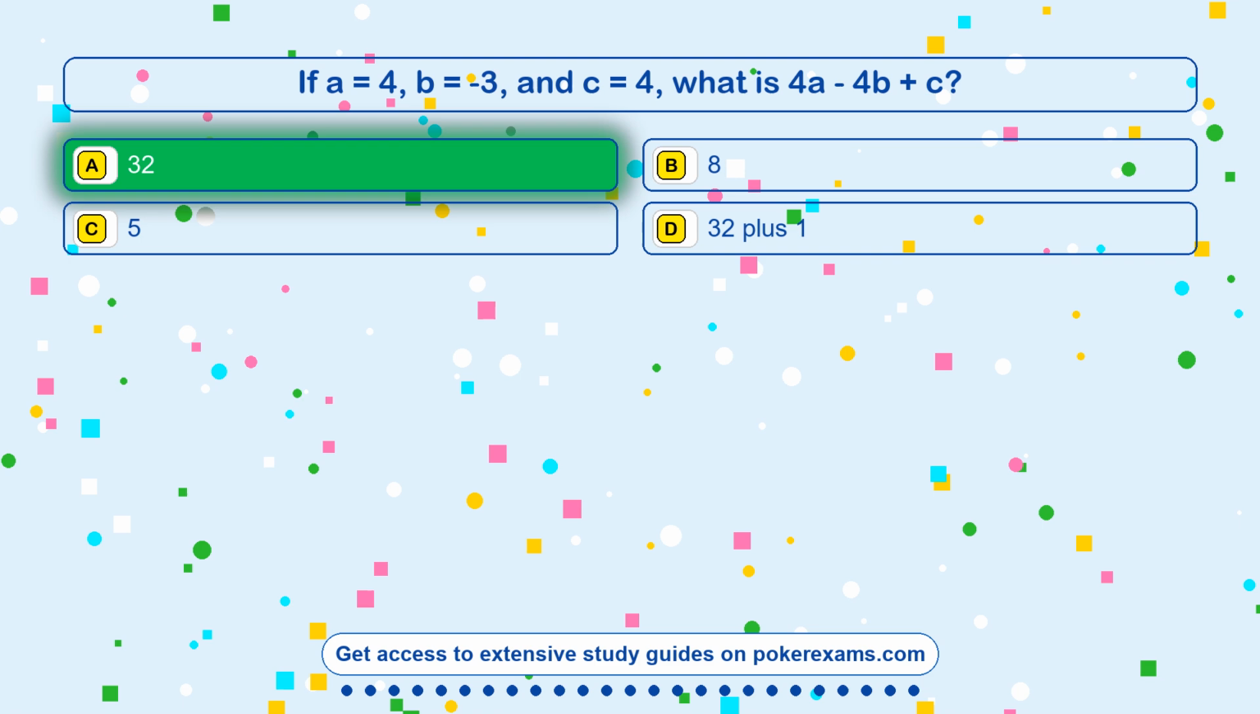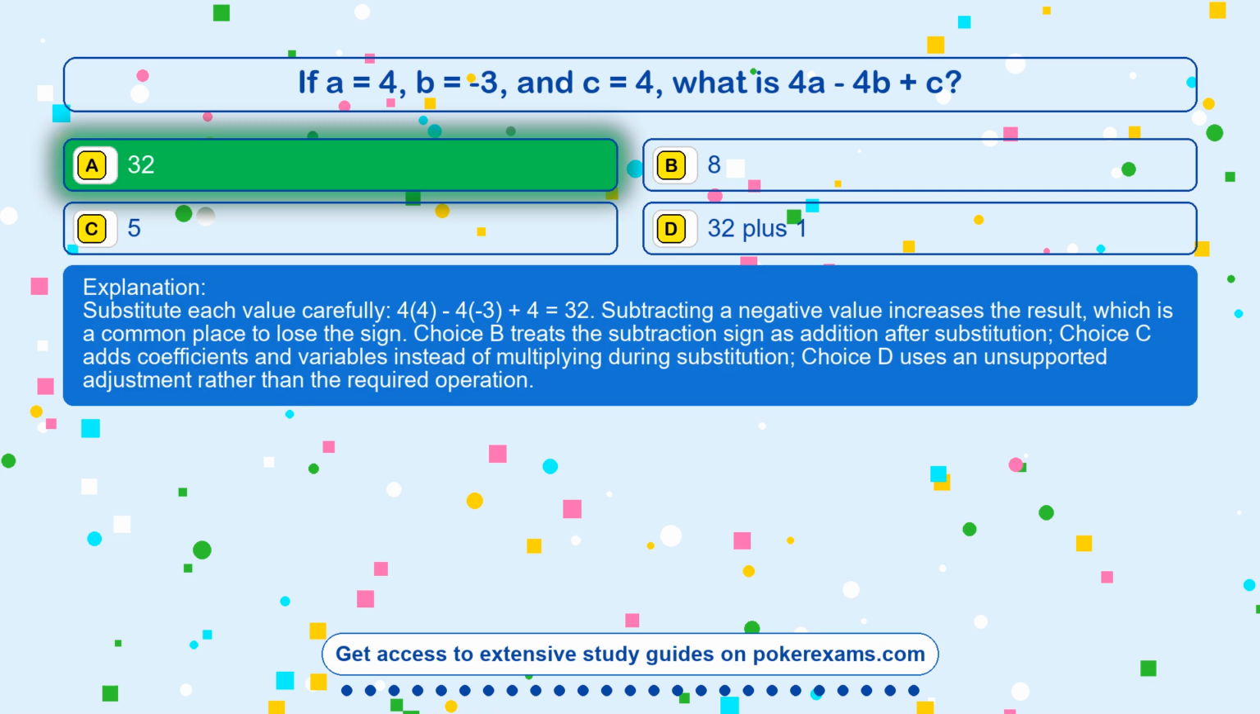The correct answer is option A, 32. Substitute each value carefully: 4 times 4, minus 4 times minus 3, plus 4 equals 32. Subtracting a negative value increases the result, which is a common place to lose the sign. Choice B treats the subtraction sign as addition after substitution, choice C adds coefficients and variables instead of multiplying during substitution, choice D uses an unsupported adjustment rather than the required operation.